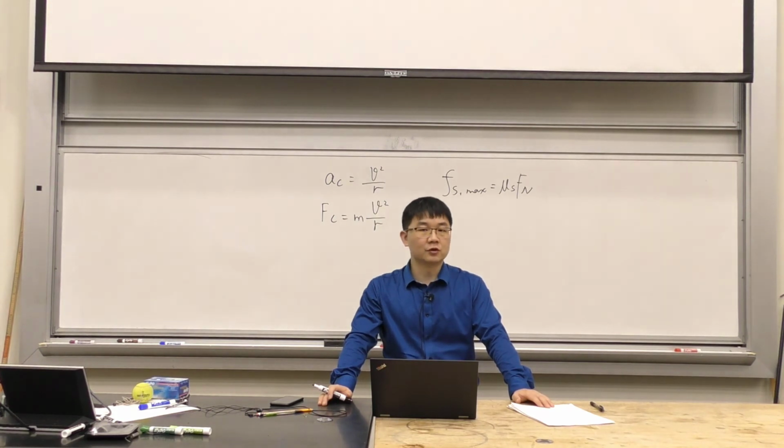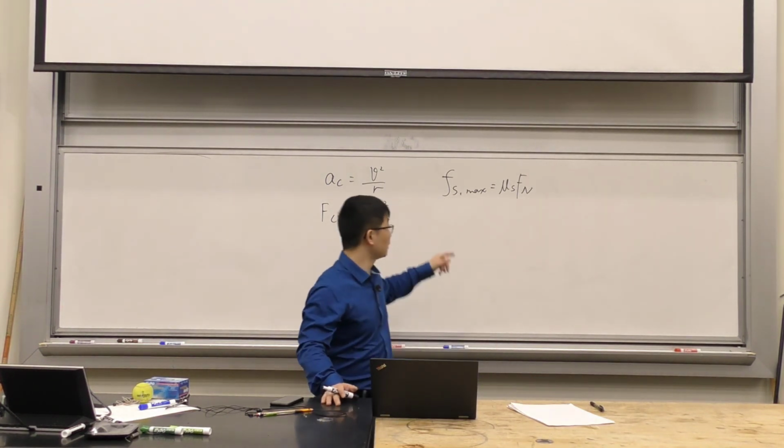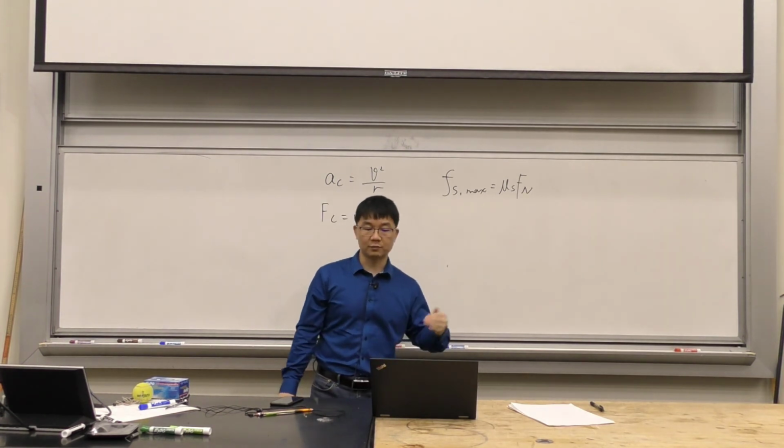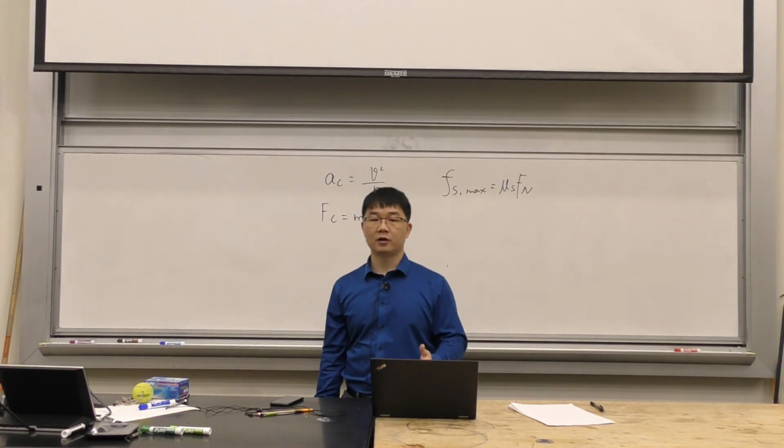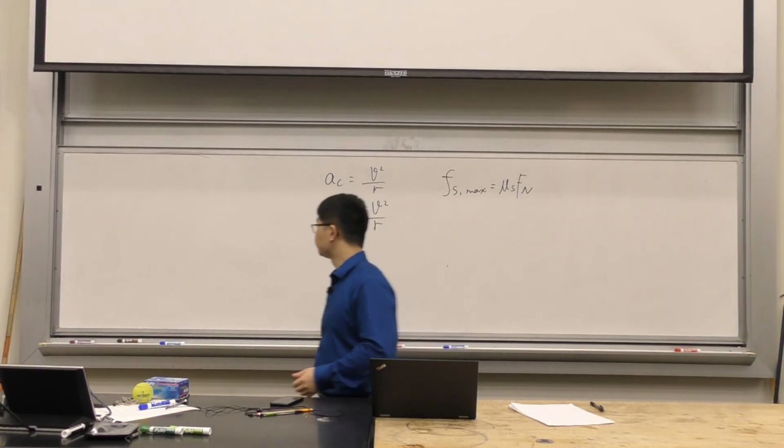So that sounds really weird. What does it mean, without a friction force? We just learned that there must be a static friction force from the road to keep the car in circular motion. Let's draw a free body diagram, then we know what it means.